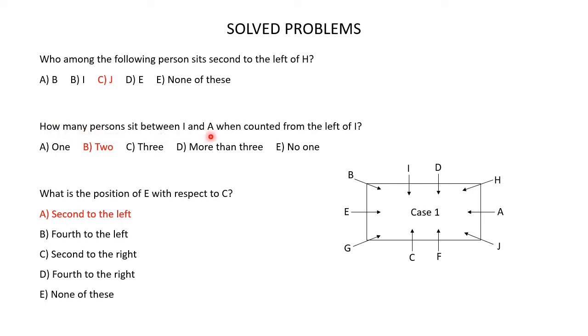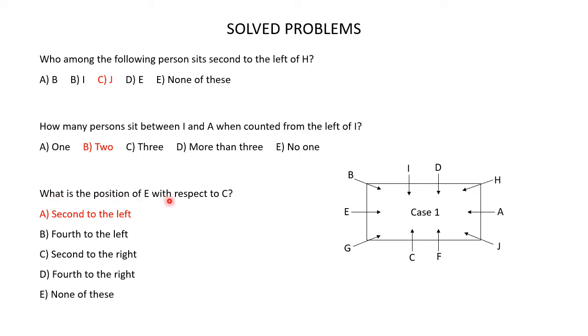How many persons sit between I and A when counted from the left of A? You're given 5 options here and you have to find out which of these options is the correct one. So you're asked to find out how many persons sit between I and A when counted from the left of I. So I is here and left of I is towards this side. So between I and A there are 2 persons sitting. So the correct answer is option B, 2.